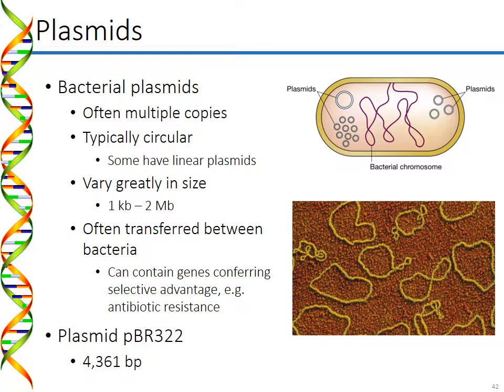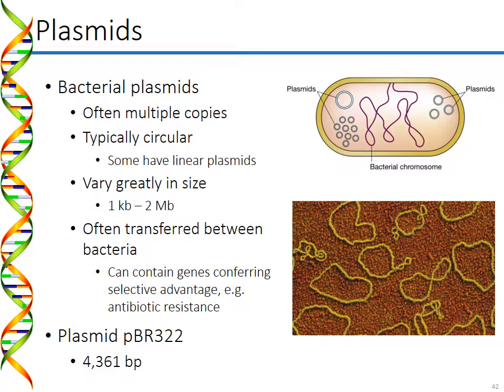Typically these are circular. You can sort of think of a plasmid as almost a mini chromosome, very small in size. Often they do encode genes. Usually these genes confer some sort of selective advantage, such as antibiotic resistance to the bacterium that is harboring the plasmid. Some species do have linear plasmids, but there aren't too many of those.